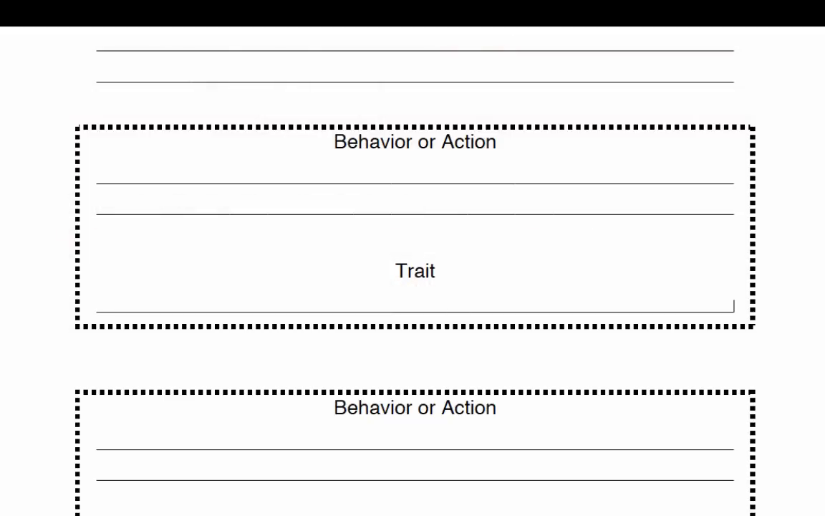Write down an action or behavior that describes you. It's always easier and more accurate to find an action or behavior first, and then assign a word to label it. The label is the character trait. Decide on a character trait for the action or behavior you chose about yourself.